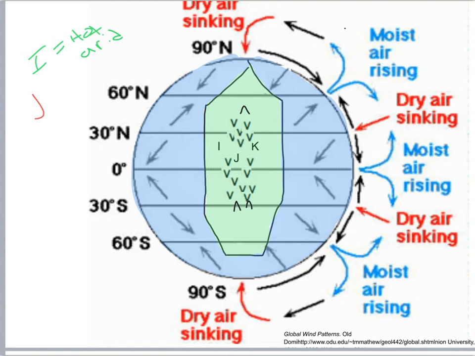Next up, J. J would normally be hot because it's between 0 and 30 degrees north. However, it's on top of the mountain. So even if you're at the equator and you're up high on a mountain, it's going to be cold. Can cold air hold moisture? Nope, not very well, so it's going to be arid.